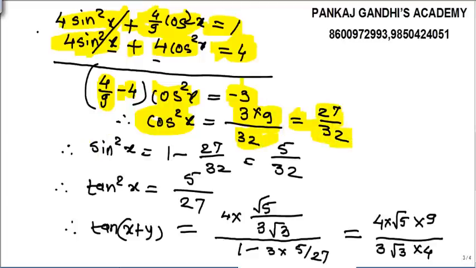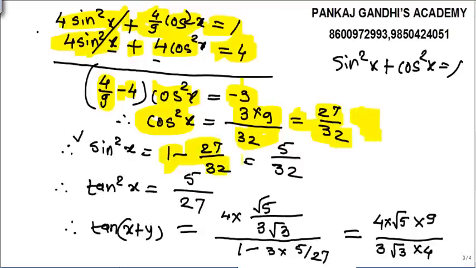Now we know that sin square x plus cos square x is equal to 1. That's why sin square x value is 1 minus cos square x. From here we got the value of cos square x, so 1 minus 27 by 32 is equal to 5 by 32. So obviously tan square x is equal to 5 by 27.